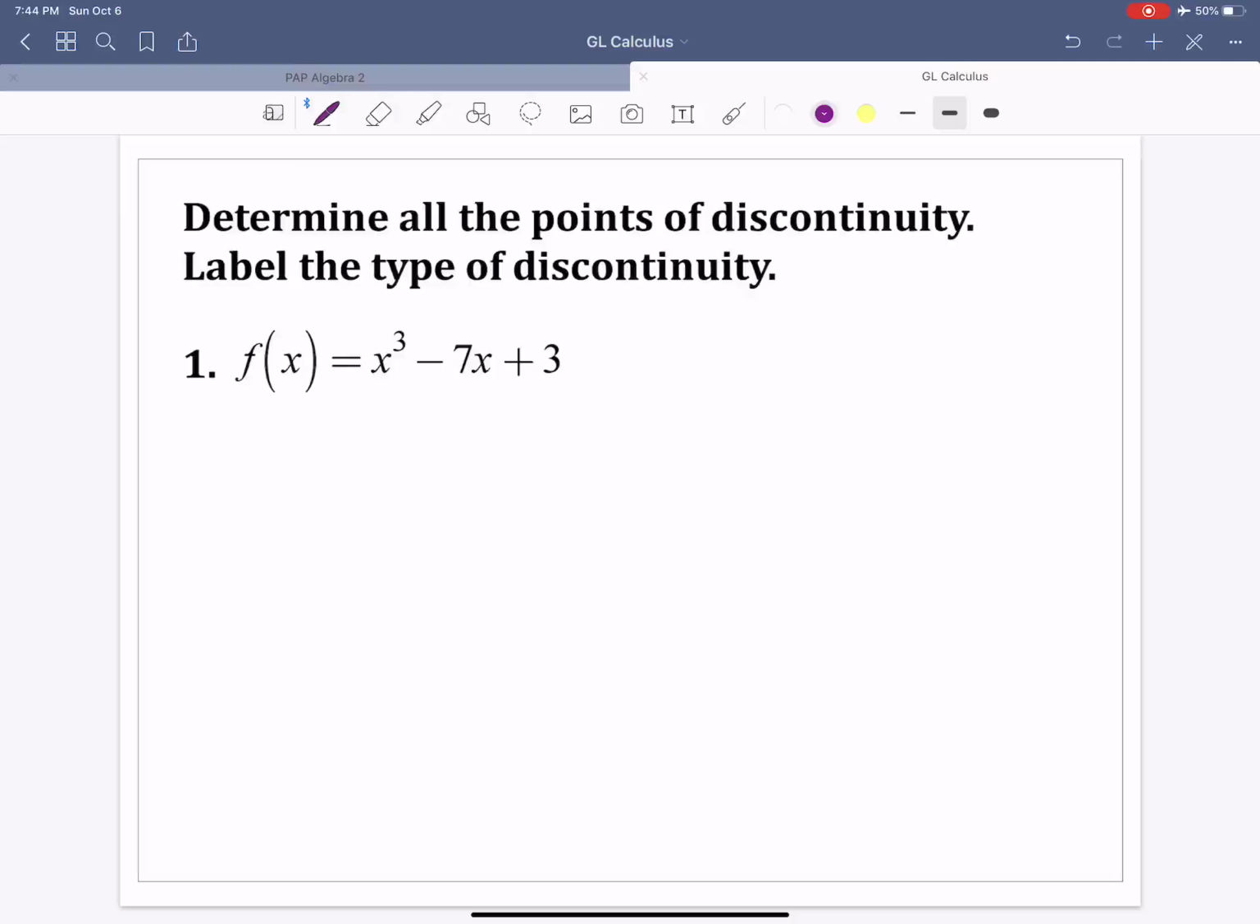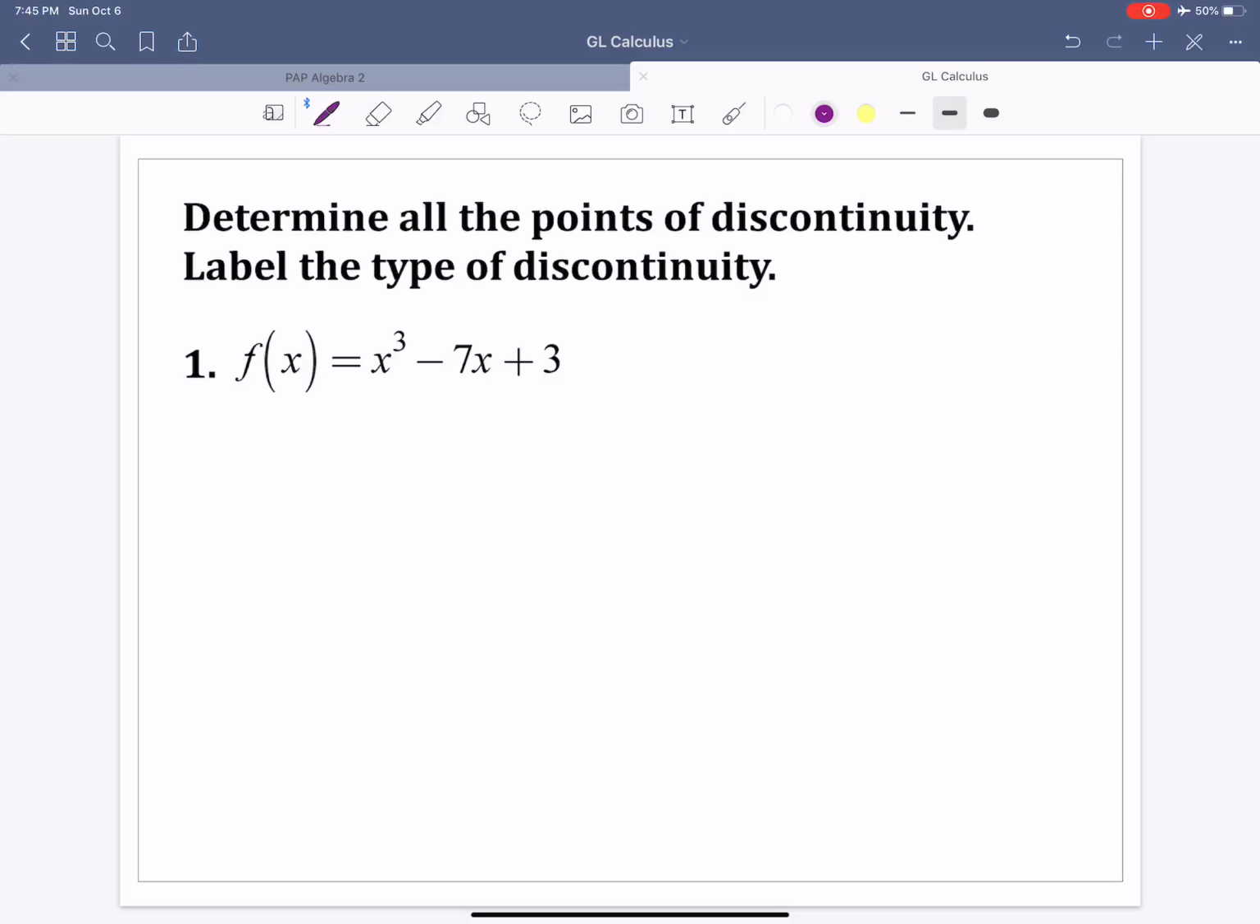All right, the next type of problem that you're going to see sometimes is you're going to be given a function and asked to determine all the points of discontinuity and to label each type of discontinuity. So really what you have to have here is a basic understanding of what some of these graphs look like. So this is one that you should know.